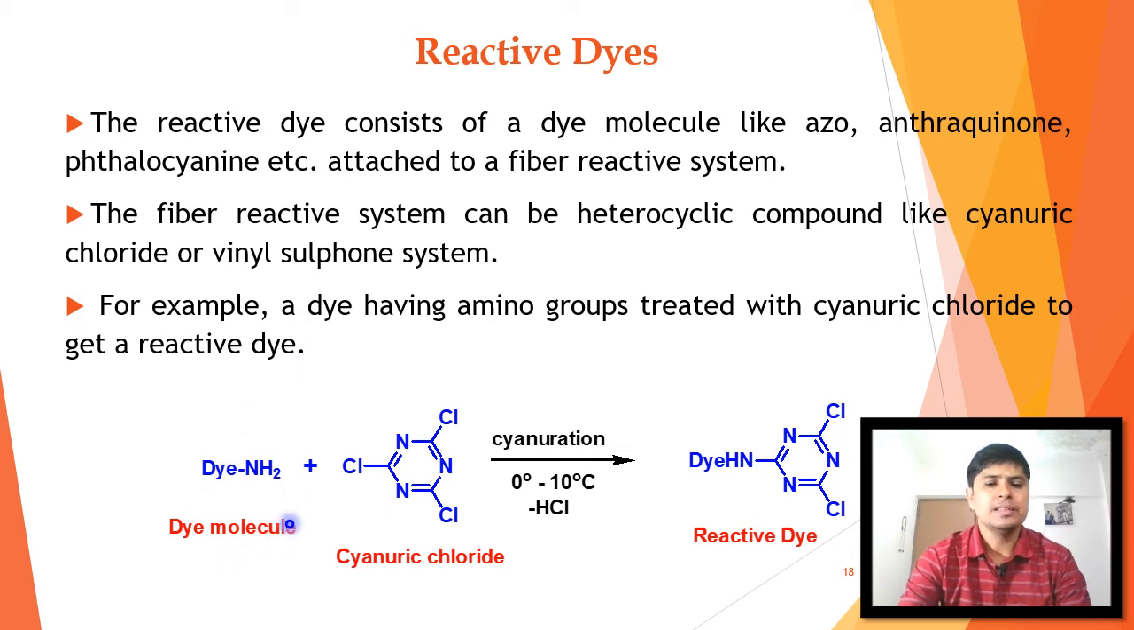See here, this is a dye molecule which has a primary amino group, and when we react such a dye molecule with cyanuric chloride, which is a heterocyclic system attached to the fiber, this reaction will take place. The amino group of the dye molecule will replace one of these chlorine atoms, and there will be formation of this new bond, and this is a reactive dye molecule. This reaction takes place at 0 to 10 degrees Celsius by the loss of hydrochloric acid.